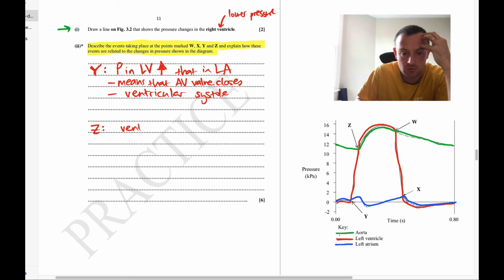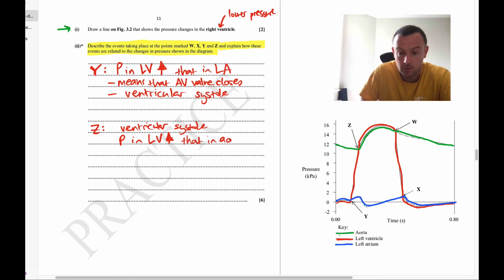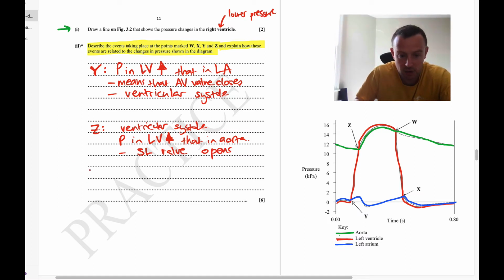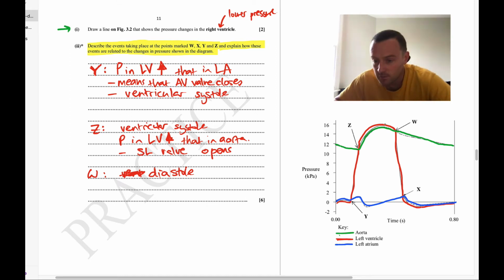Still in ventricular systole, still contracting, but now the pressure in the left ventricle has risen above that in aorta, which means that the semilunar valve opens, allowing blood to flow into the aorta. At W, now we're in ventricular or just general diastole. So let's just call it diastole because the ventricle systole has finished. If you're wondering where does that finish, by the way, pretty much at the peak here.